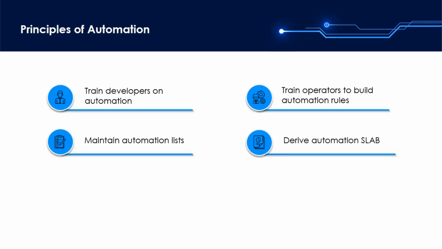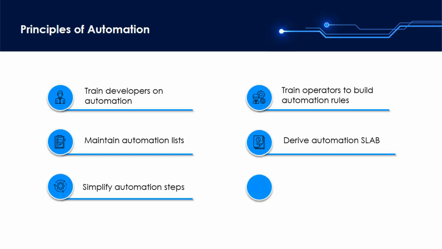Next, we need to ensure that all the automation is covered under a strict SLA. In other words, we need to have service-level agreements to drive the critical automation part to ensure that the entire team is aware of what was automated. And what is the approach to automation? We should try to simplify automation steps, instead of making a complex automation cycle.